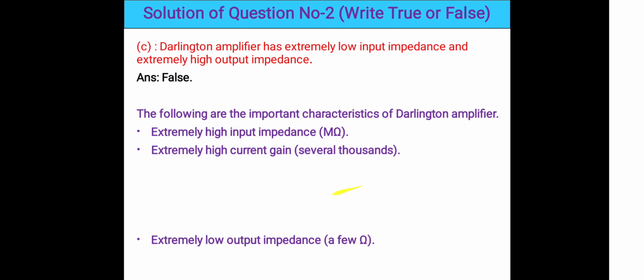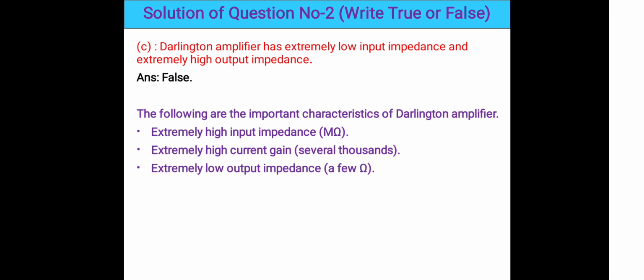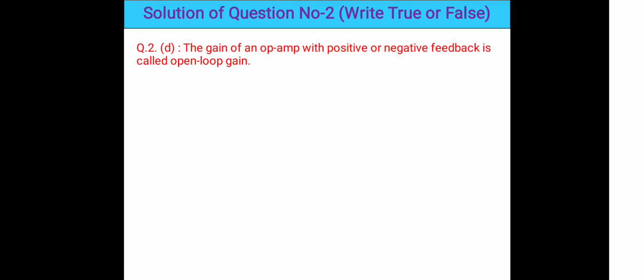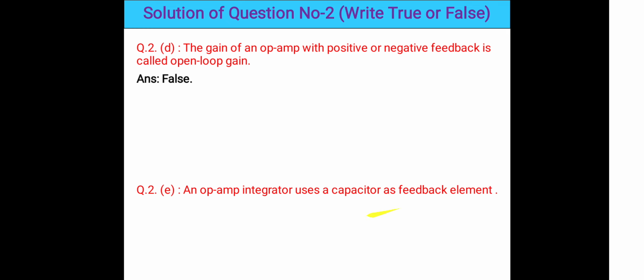Another last characteristic is extremely low output impedance. Here in the question it is given as extremely high output impedance. Here the output impedance is a few ohms. So this statement is totally opposite to the characteristics of Darlington amplifiers. So this statement is false. The gain of an op-amp with positive or negative feedback is called open loop gain. So this statement is also false.